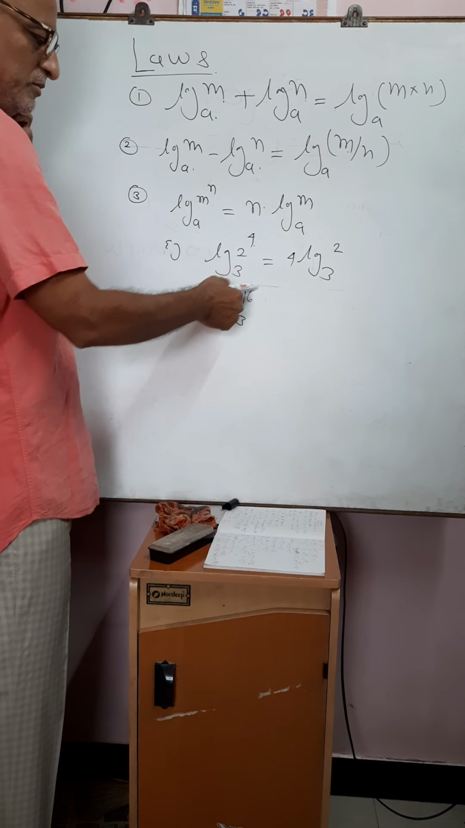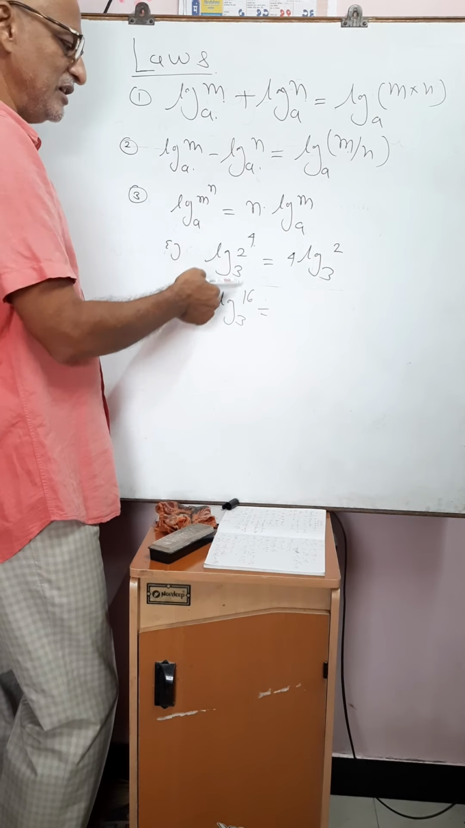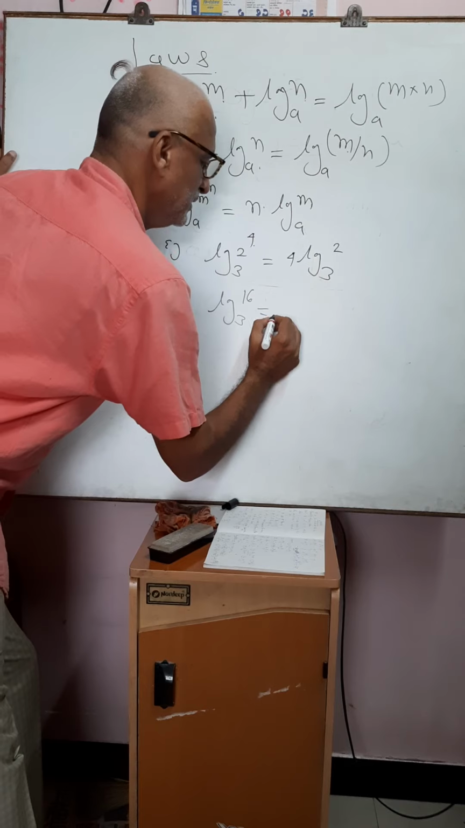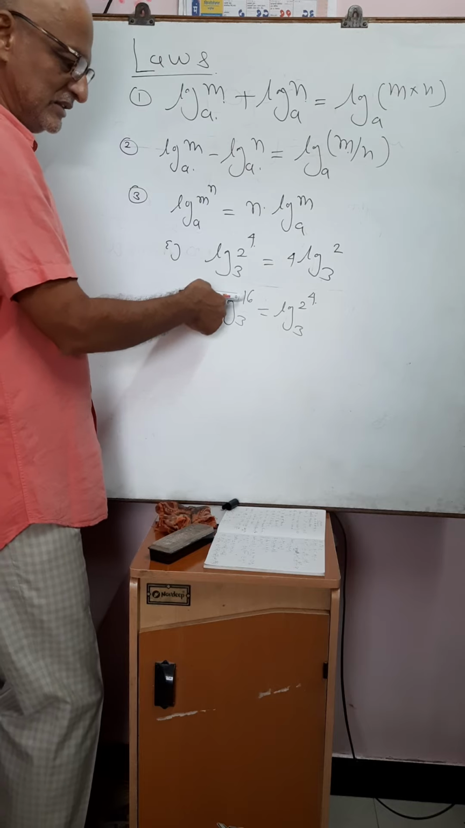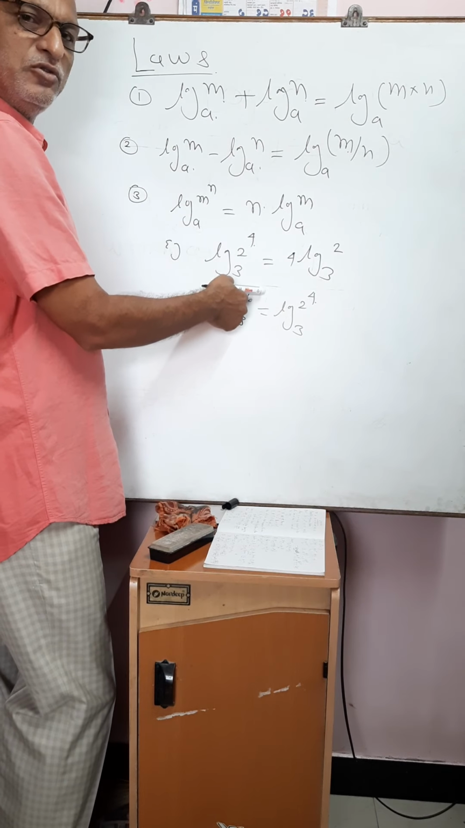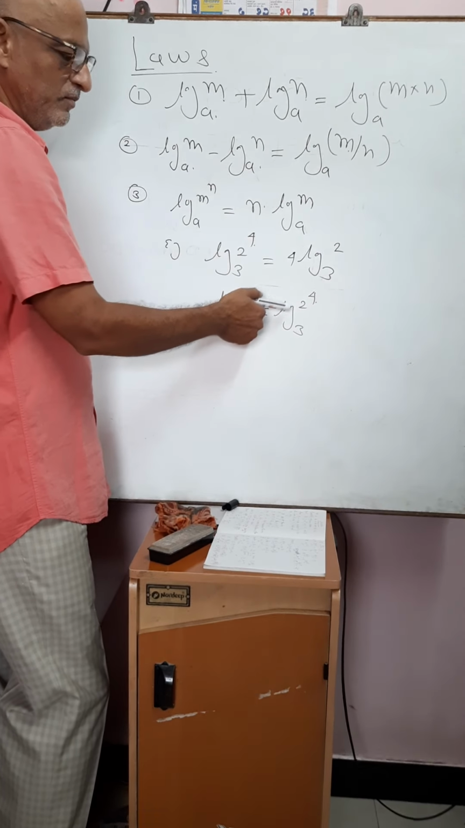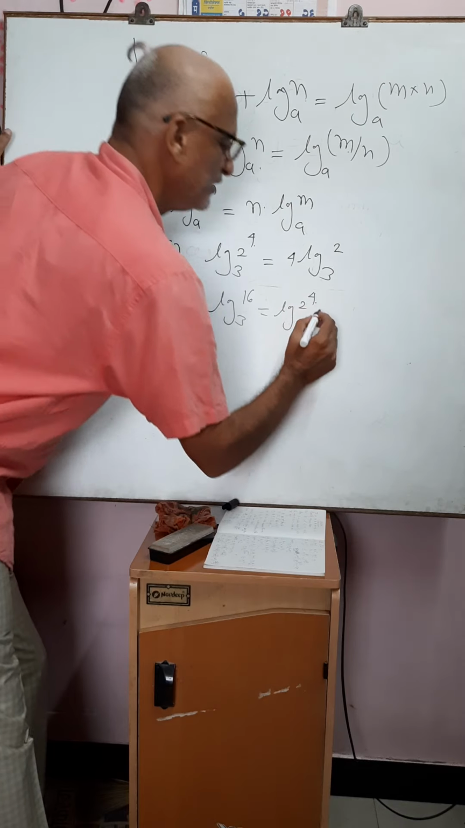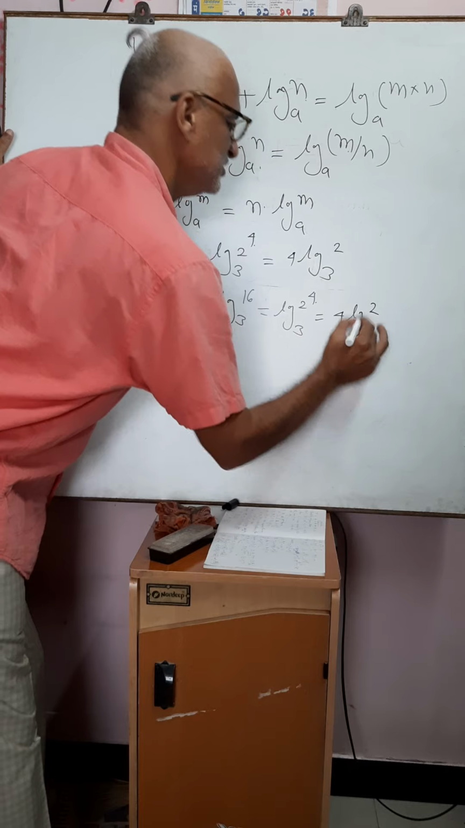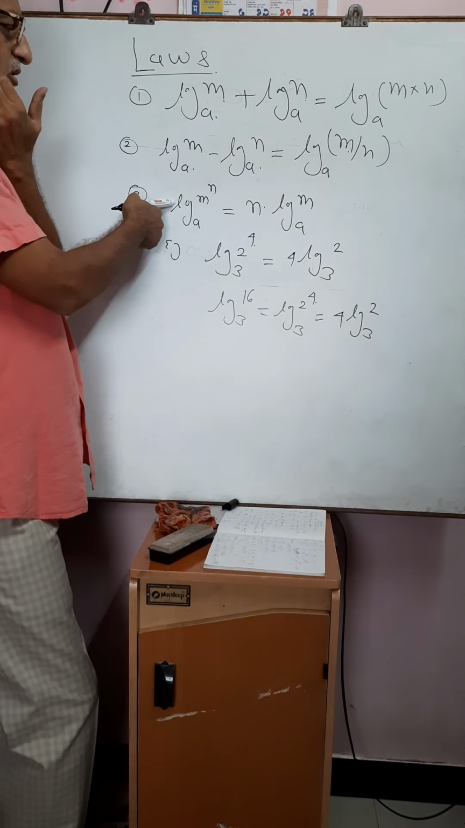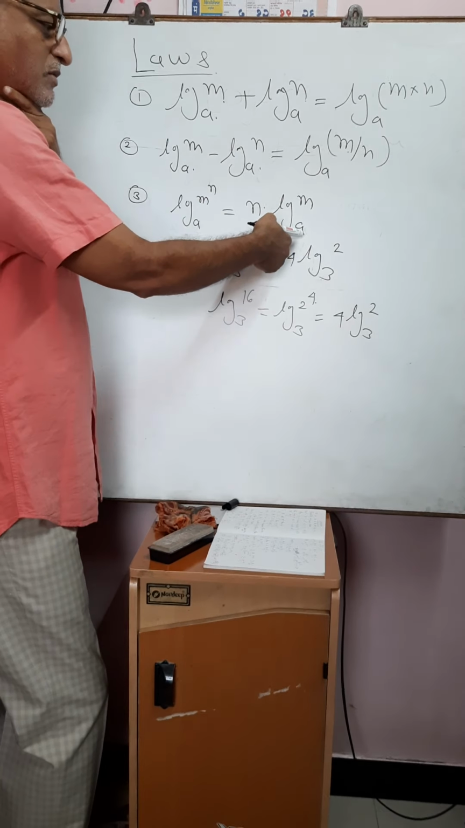That log of 16 to the base 3 can be written as, we know that 16 is 2 raised to 4. So that will become log of 2 raised to 4 to the base 3. I repeat again, 16 is 2 into 2 into 2 into 2, that means 16 is equal to 2 raised to 4. Now by the third law of logarithm, log of 2 raised to 4 to the base 3 is equal to 4 into log of 2 to the base 3. So this is the application of the third law, that means log of m raised to n to the base a is equal to n into log of m to the base a.